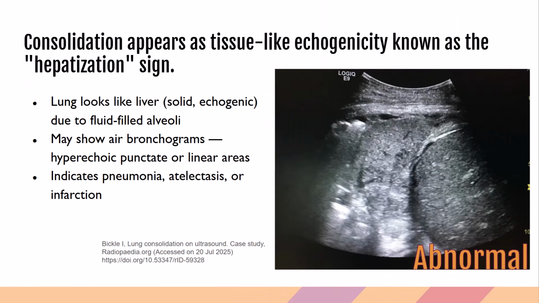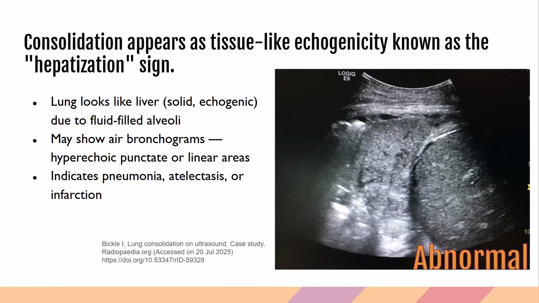Consolidation of the lung appears as tissue-like echogenicity known as the hepatization sign. This means that the lung looks a lot like the liver on ultrasound, kind of solid and homogeneous. You may also see air bronchograms. These are hyperechoic spots or lines representing air-filled bronchi within the fluid-filled lung. This is a classic sign for pneumonia, but also shows up in atelectasis and lung infarcts.